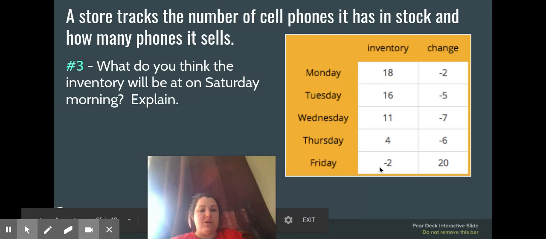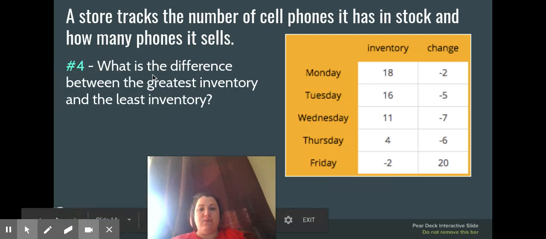So if we look down here, we can see that on Friday it was -2 and the change is +20. So thinking about that, looking at the other patterns in here, if we notice we have 18, we have -2, now it's 16, 16 minus 5 is now it's 11. So if I start with -2 and then I add 20 into my stock, how many do you think is in now?